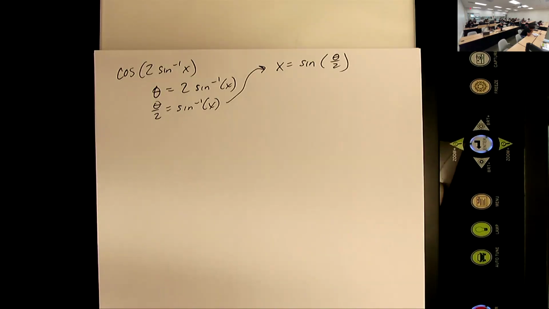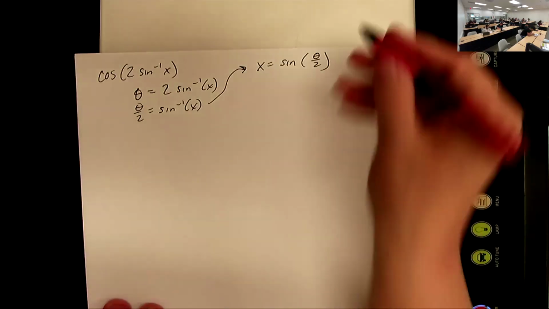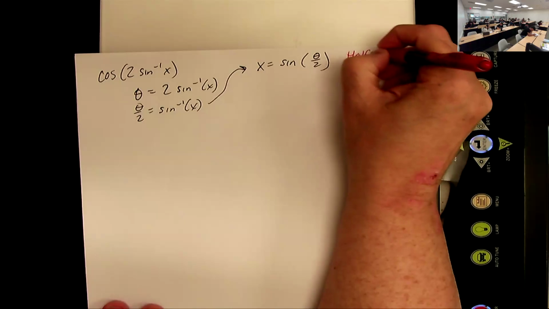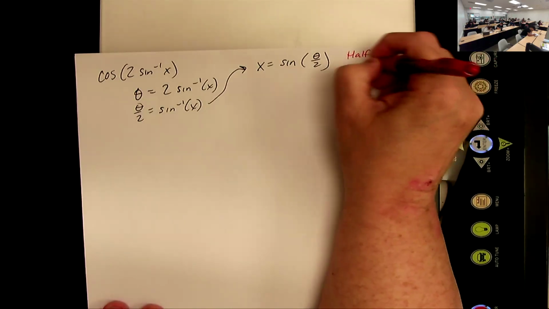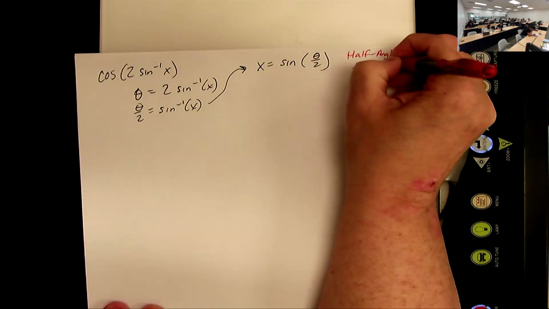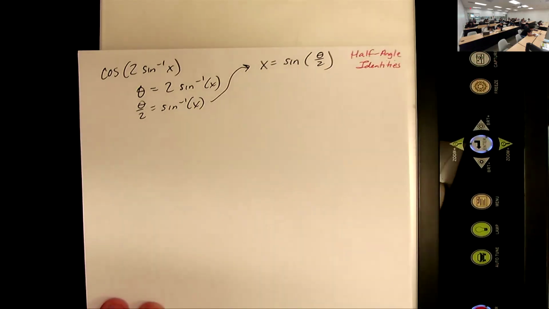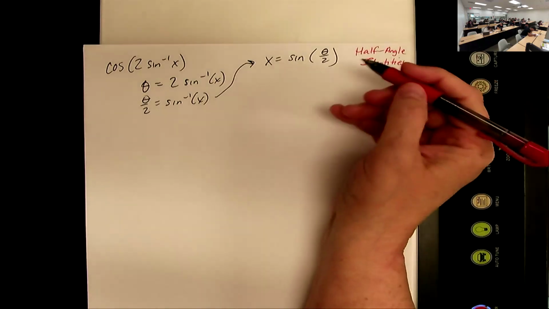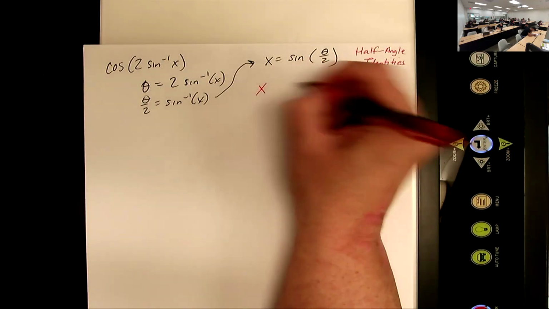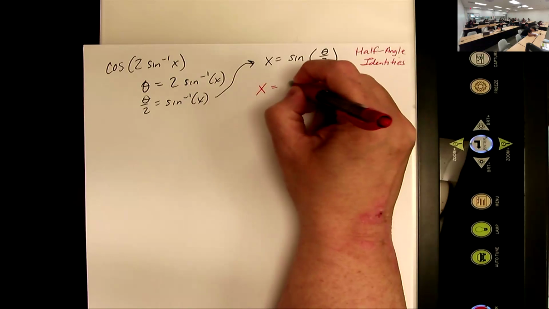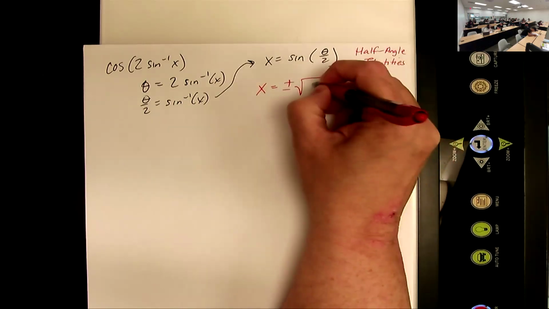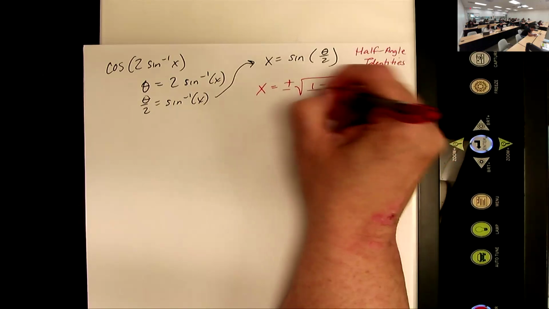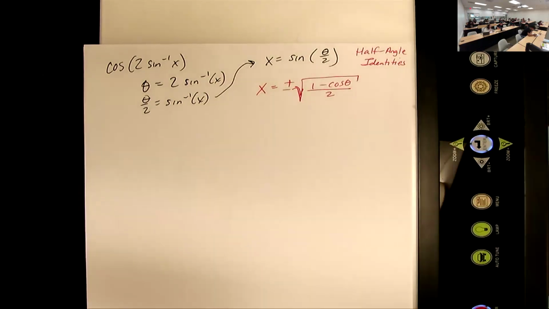Now, if you were in here early enough, I had this up on the screen looking up half angle identities. This is called a half angle. There are half angle trig identities. You just look them up when you get weird things like this. If it shows up on a test, you will have the equation on the test. But the half angle identity for sine theta over 2 is plus or minus the square root of 1 minus cosine theta, all divided by 2.